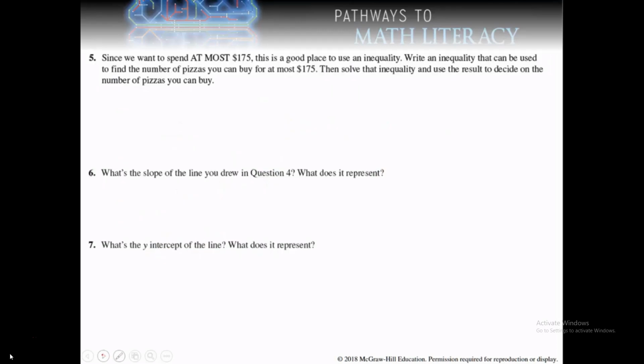So then in 5, we're asked to use an inequality to determine algebraically how many pizzas we can get to spend at most $175. So at most $175 means we want to keep this cost less than or equal to $175. Well, that cost, we said, was 9 times p. So that means we've got 9p less than or equal to 175. And then we can go ahead and solve that by dividing both sides by 9, which gives us p less than or equal to 19.4, which just reinforces again that we can buy at most 19 pizzas to spend no more than $175.